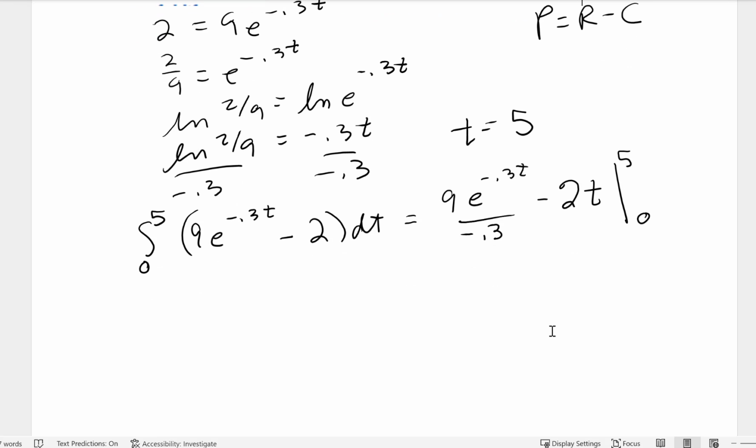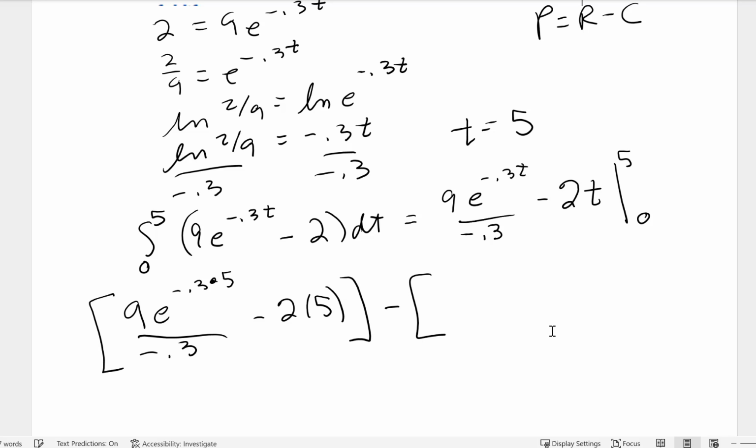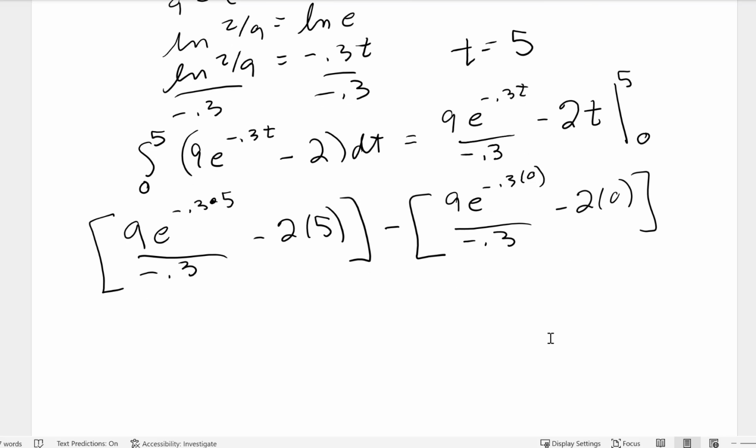So we'll start by plugging in 5. I have 9e to the negative 0.3 times 5 over negative 0.3 minus 2 times 5. This time, it's really important to keep that 0 because e to the 0 is not 0, so I need this. It's going to give us a value. And then the 2 times 0 will be 0, but you really need to keep the zeros when you have an e. So I'm going to plug this all in my calculator at once. I got 13.3. I'm going to call it 13.